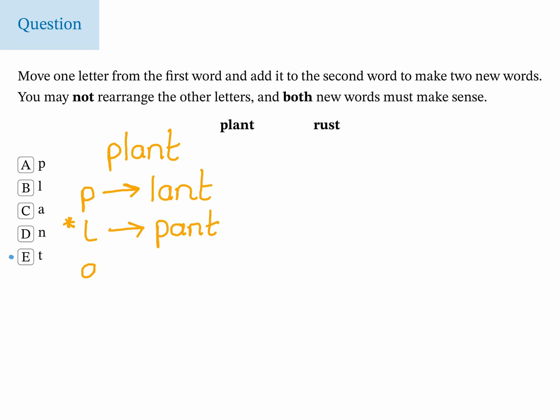Okay, what about if we were to remove the letter A? Well then, without any vowels in this word, we create this rather ugly looking word, plnt, which is difficult to say and is also not a word that makes sense. So we can discount A as being the correct answer. What about if we remove the letter N? So if we remove the letter N, we create the word plat.